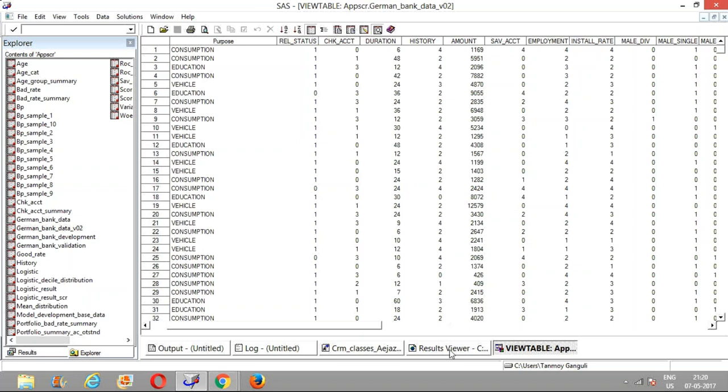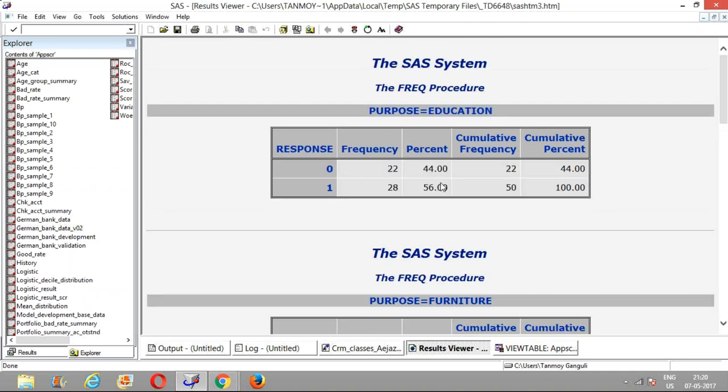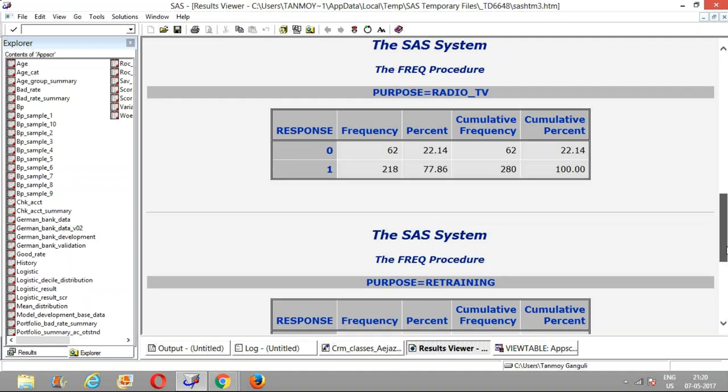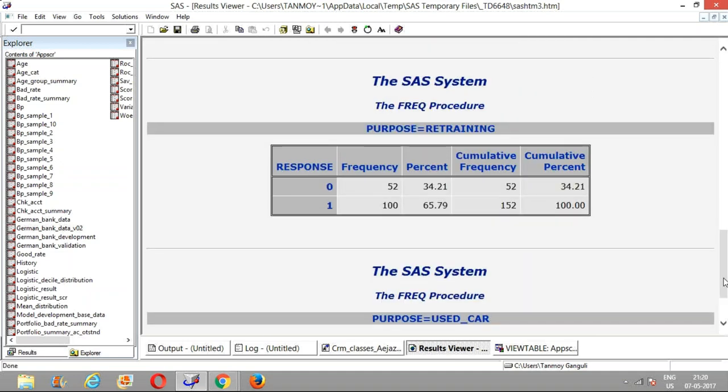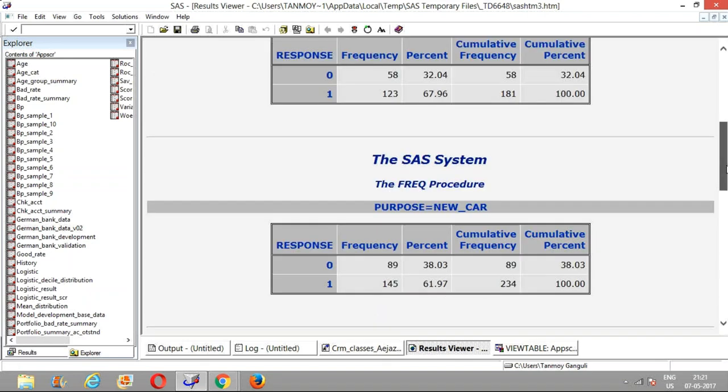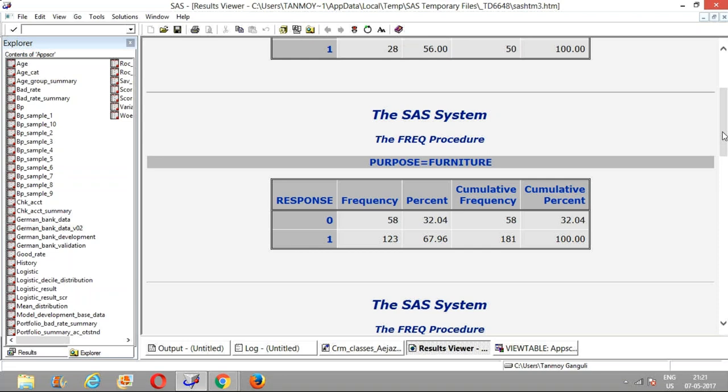So this has two advantages. The advantage being that if you look into this first part, there are just 50 accounts out of the 1,000 accounts who have taken a loan for education. So this base is pretty small. However, if I club education and retraining, within retraining there is a total of 152 accounts. So if I club retraining and education as an education loan, the total base of applications would increase, and therefore it would give me a clearer and a more aggregate picture of the bad rate, the rate of people with low credit scores. So I would get a clearer and a more average picture of the same. Similarly, if I'm looking into furniture, there are 181 accounts.